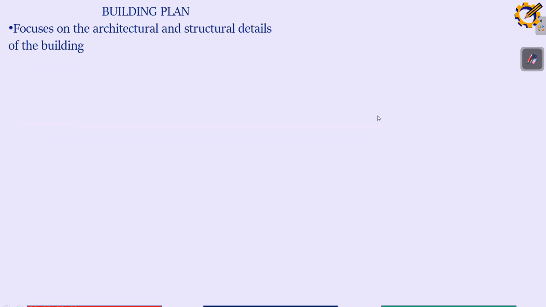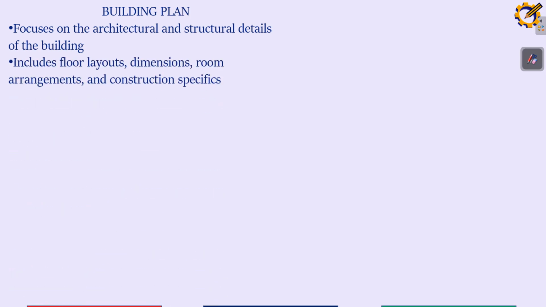A building plan focuses on the architectural and structural details of the building. Instead of focusing on existing structures, the environment and the like, it is focusing on the architectural and structural details of the building itself. Number two, it includes floor layout, dimensions, room arrangement and construction specifics. All of these are not included on the site plan. A site plan only shows the grid, the shape, length and breadth of the building. It is the building plan that shows the floor layout, door dimension, kitchen dimension, and all those specifics.